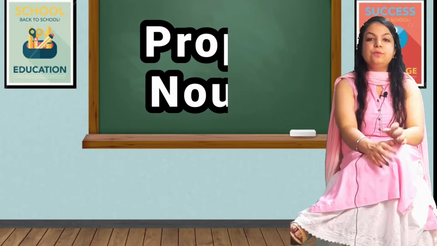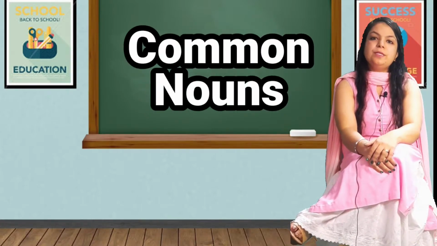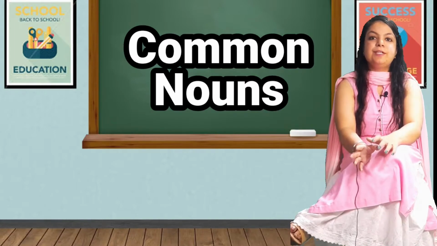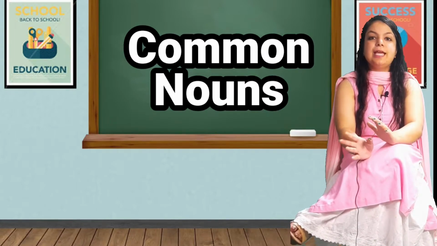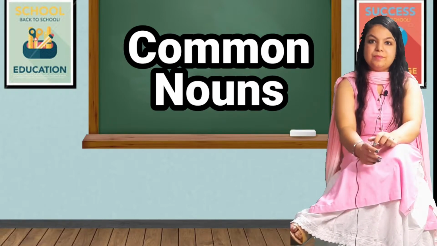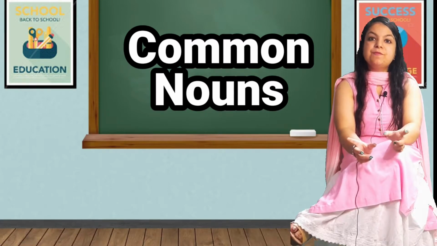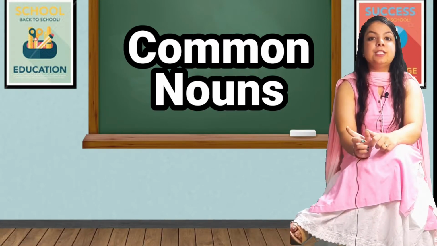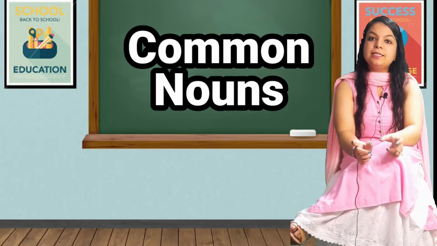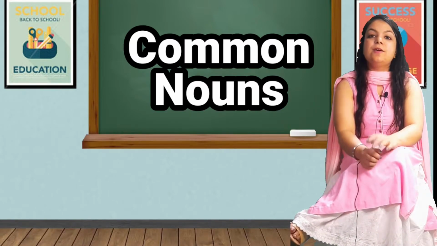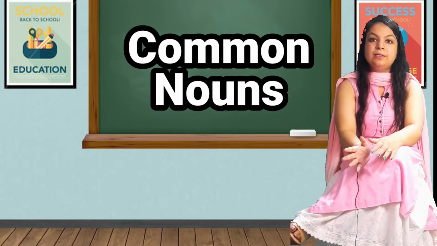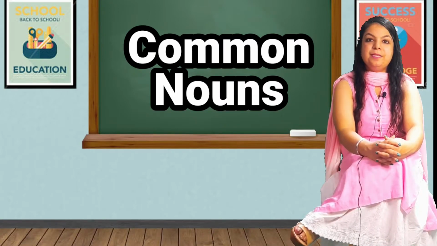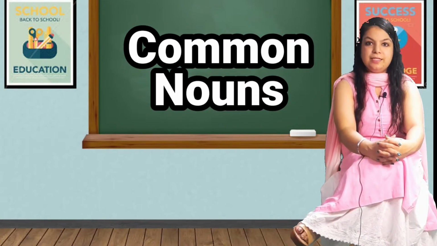Now coming on to common nouns. Common nouns are the general names given to any person, any place or anything. The words in which a specific name is not mentioned, only a general name is mentioned, are considered as common nouns. For example, any boy, any girl. For example, I say, a boy is playing in the garden. A student is studying in the class.